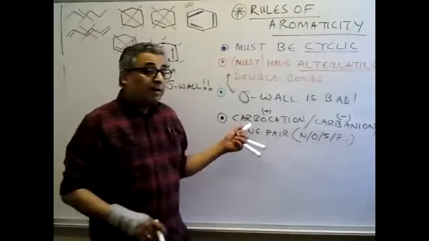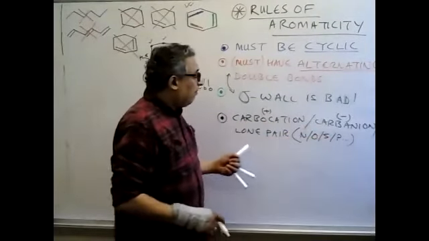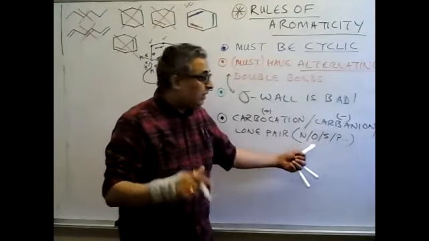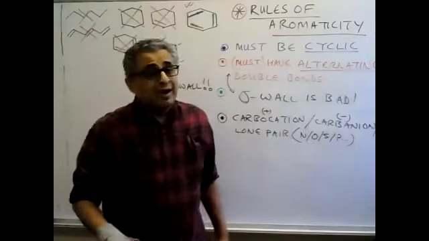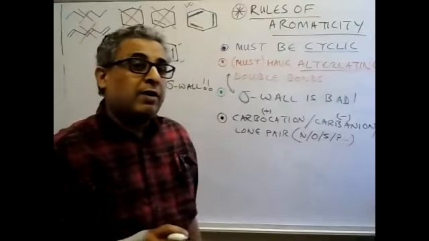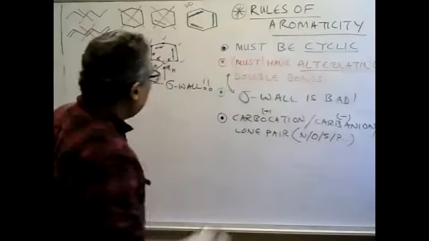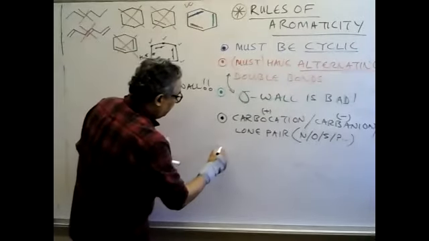So if you have a carbocation, if you have a carbanion, if you have a lone pair sitting on a nitrogen or two lone pairs on oxygen or two lone pairs on sulfur or two lone pairs on phosphorus, it might work. Okay, so watch out for those scenarios. We're going to discuss, and I'm going to make it really clear for you guys. Last rule, the last rule is super important.